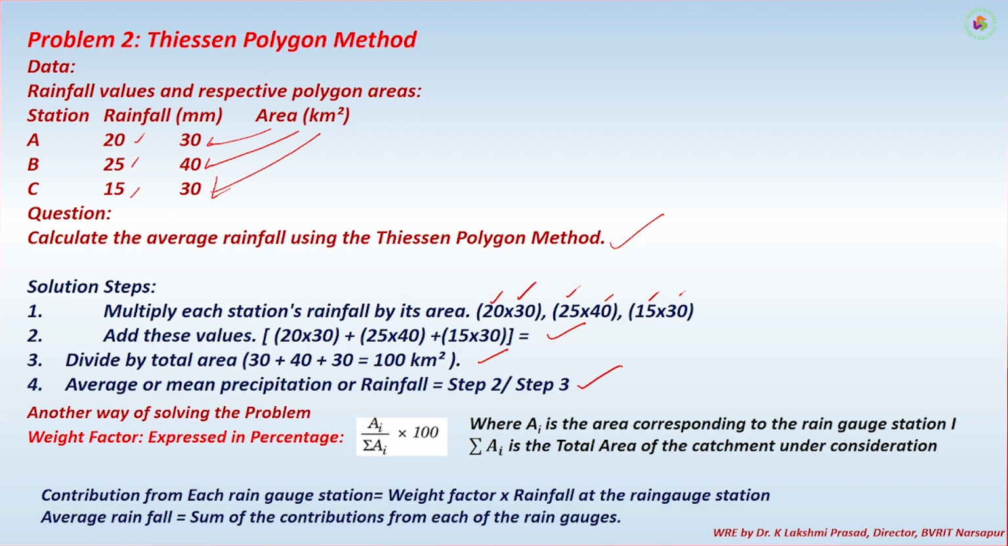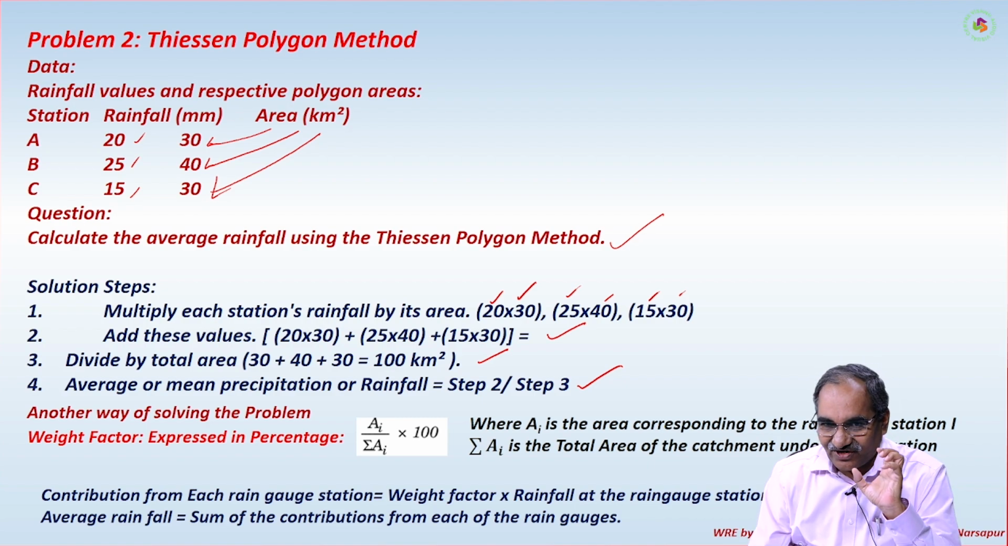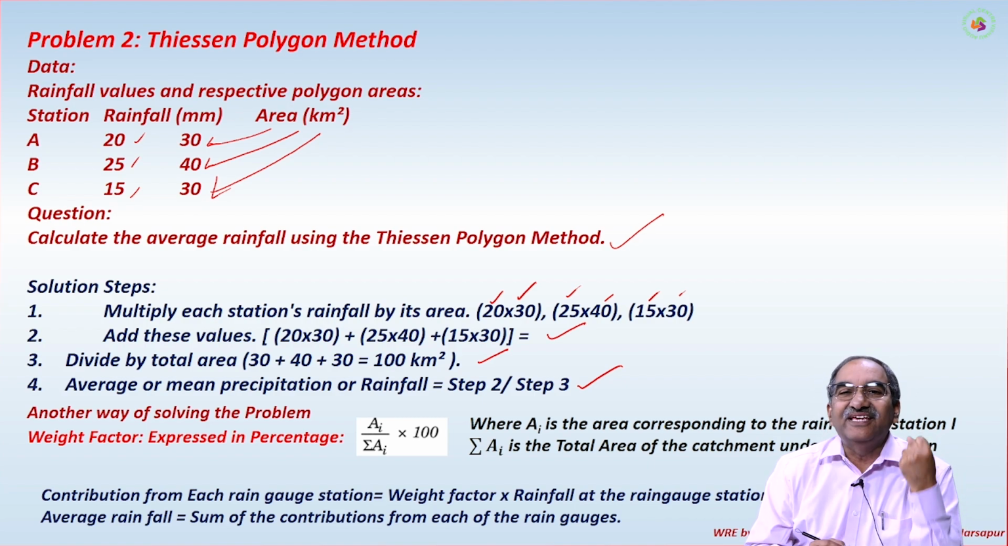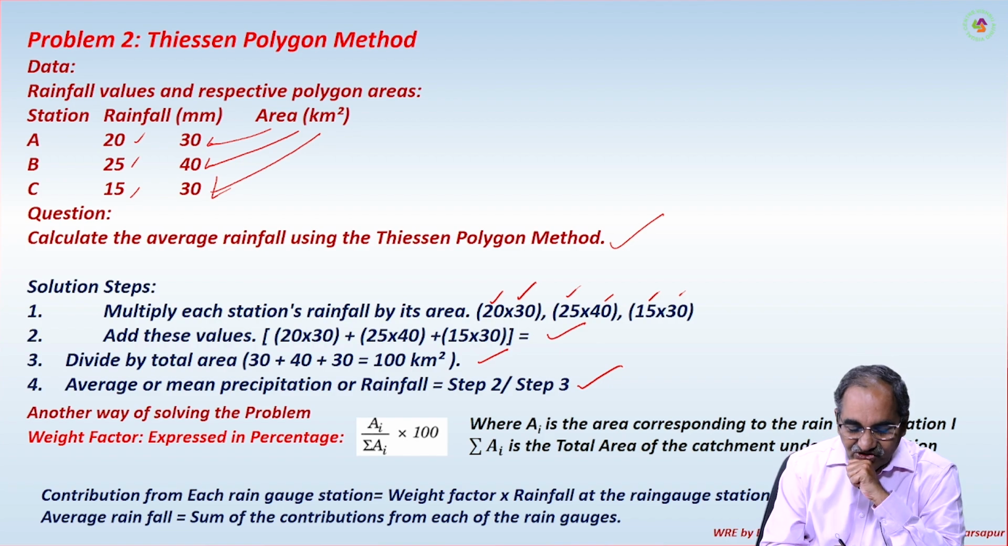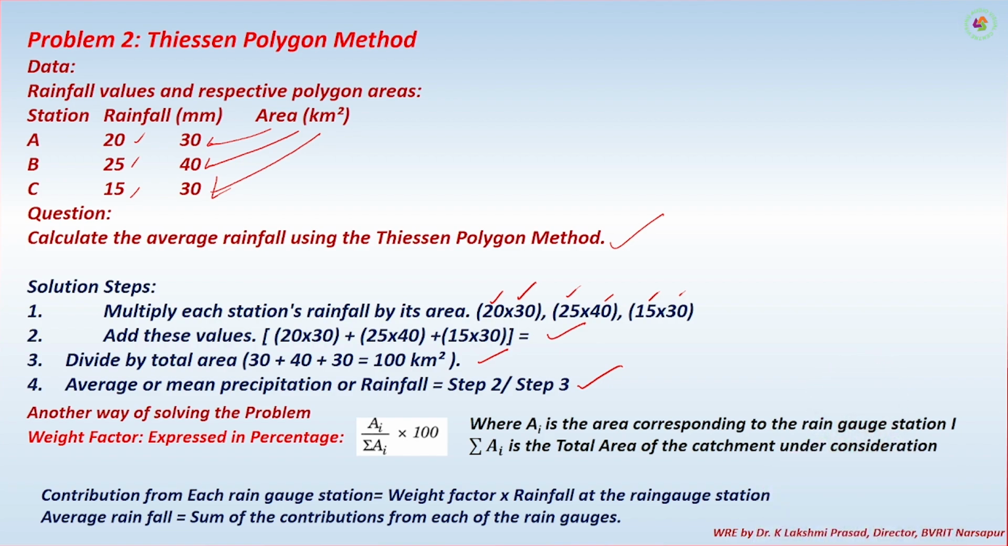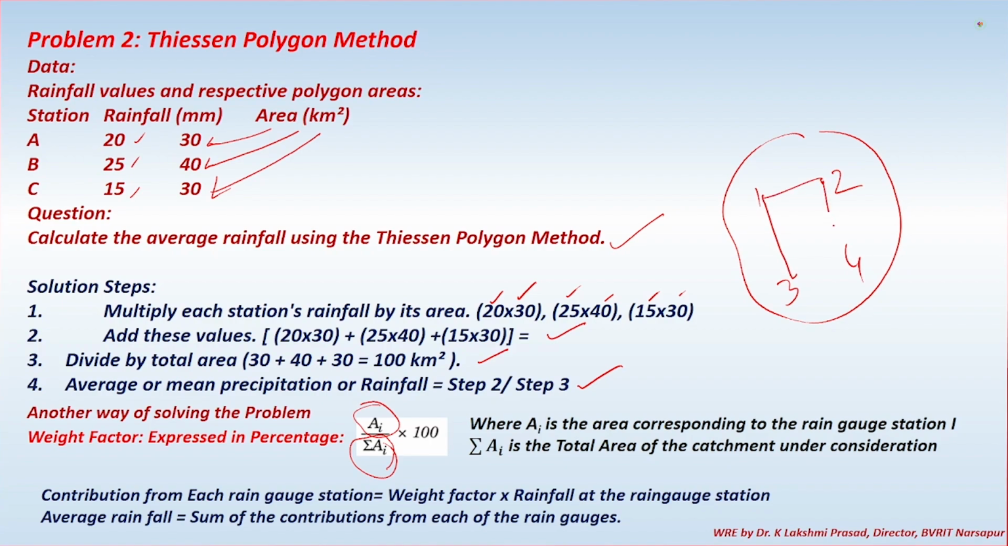The other way of looking at the problem is to bring in the weight factor. The weight factor means how much weight is given to each rain gauge station, that is, how much area is given to each rain gauge station. That will generally be expressed as a percentage. This is the area corresponding to a particular rain gauge, and this is the total area. For example, if I take these 4 rain gauge stations, 1, 2, 3, 4, and connect them like this, then if I draw the perpendicular bisectors, this is the area corresponding to rain gauge station 1.